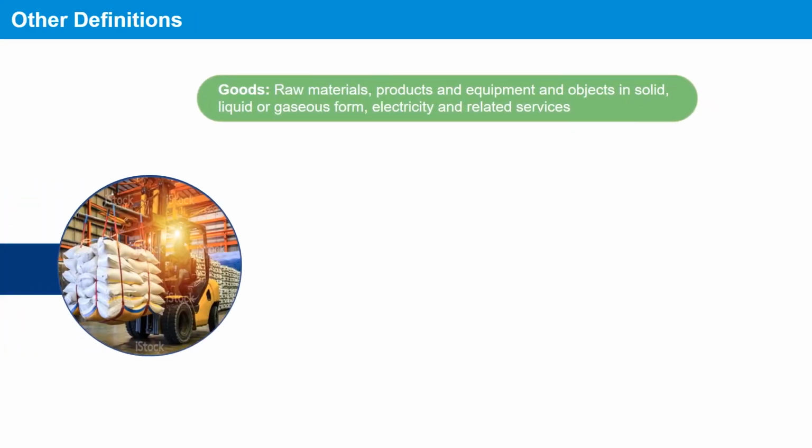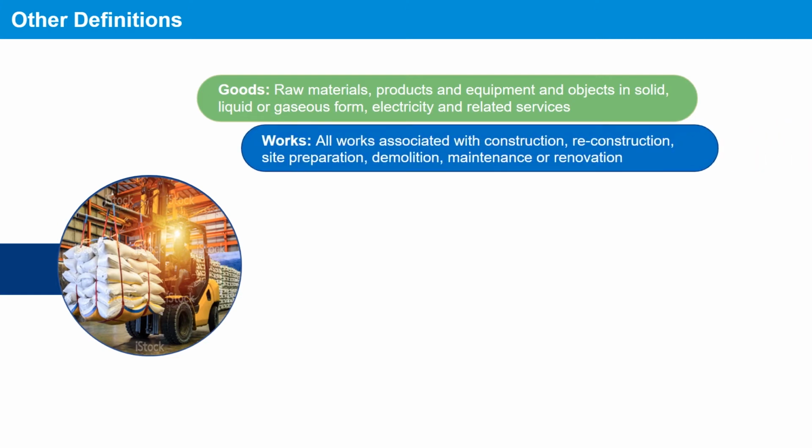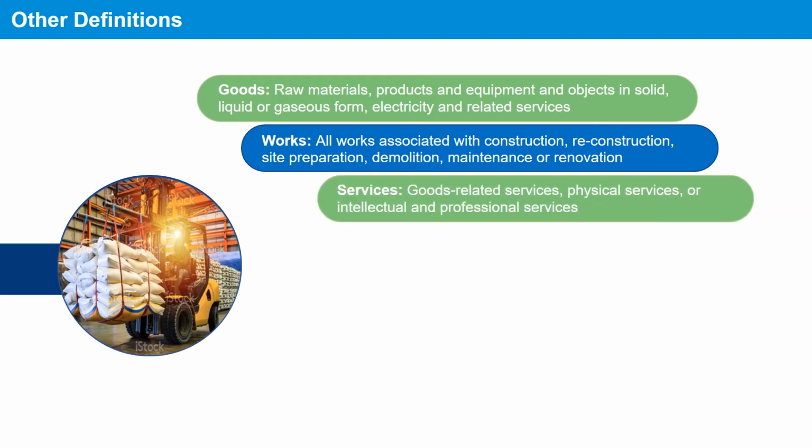Goods refer to raw materials, products and equipment and objects in solid, liquid or gaseous form, electricity and related services. Works mean all works associated with construction, reconstruction, site preparation, demolition, maintenance or renovation. Services refer to goods related services, physical services or intellectual and professional services.